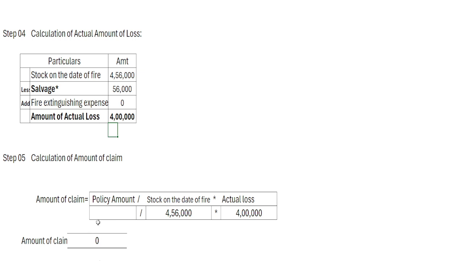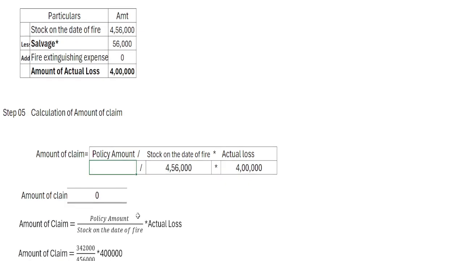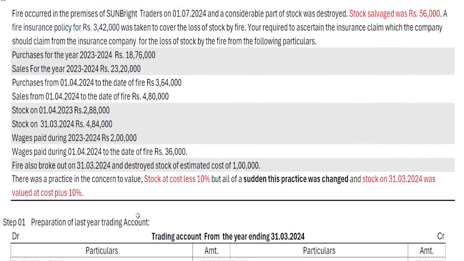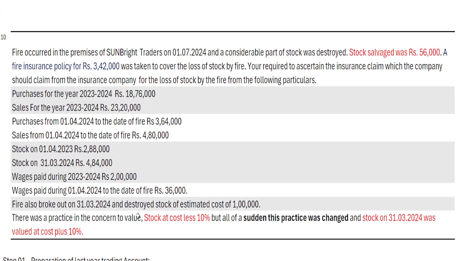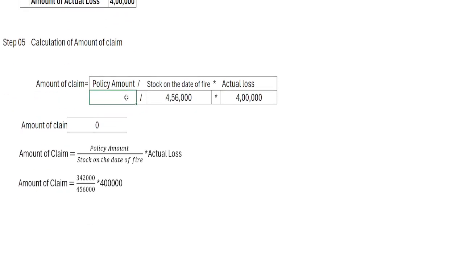Now we got the stock on the date of fire and the amount of actual loss. Now let's calculate the amount of claim. Before calculating it, we have to check whether the insurance is underinsured or fully insured. What is the insurance amount? The fire insurance policy is for 3 lakh 42,000.